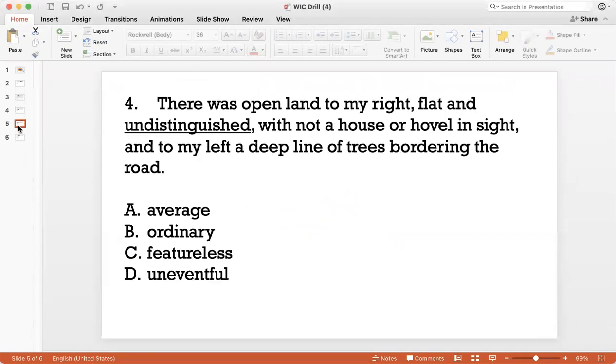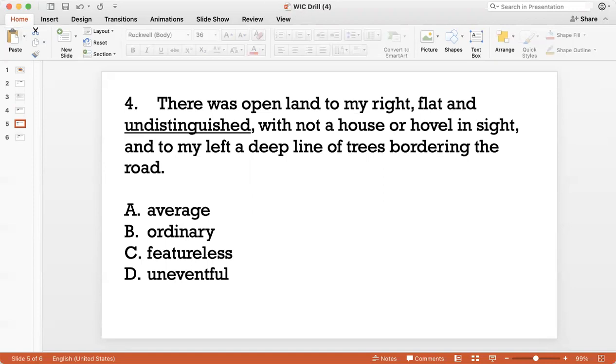Okay. Question 4. There was open land to my right, flat and undistinguished, with not a house or hovel in sight, and to my left, a deep line of trees bordering the road. So here the narrator is describing a scene, right? He is on a road, he's traveling on a road, and to his right, he can see open land, which is flat and undistinguished, with not a house or hovel in sight. There is nothing there, right? There is no construction, there is no growth, there is no greenery, there's nothing on the right. And to his left, there is a line of trees that borders the road.